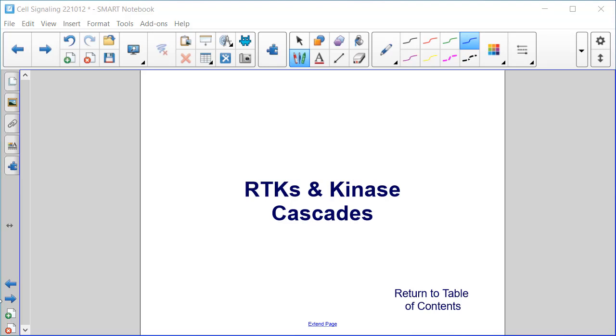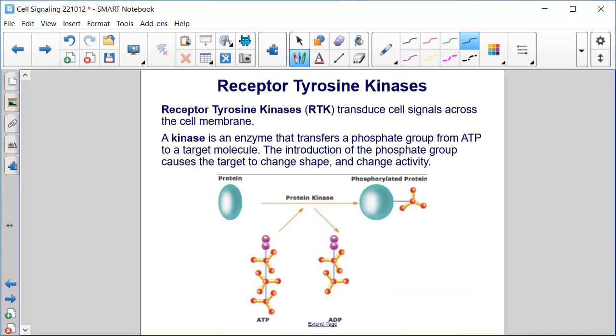RTKs and kinase cascades. Receptor tyrosine kinases. Receptor tyrosine kinases, or RTK, transduce cell signals across the cell membrane.